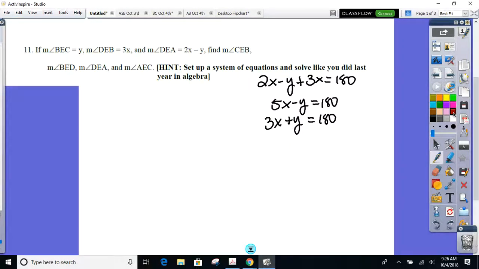Solving both of these at the same time. What do you notice about the y's? One's negative, one's positive. What are they going to do with each other? See ya! They're gone. How many x's are you left with now? 8x equals 180 plus 180, 360. Divide both sides by 8. That's how you ended up with x to be 45.